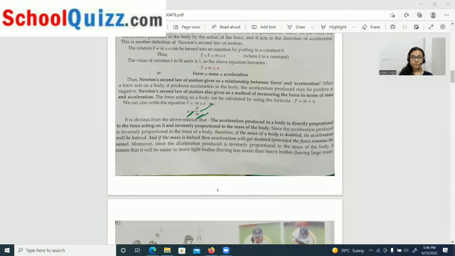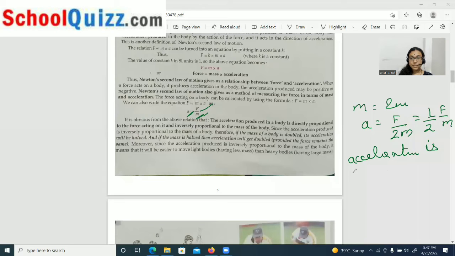Suppose I start with the mass doubling. If the mass of the body is doubled, it means it will be 2m. Then what will be the acceleration? Acceleration, that's really important. Acceleration will be F by 2m. It means it is half of F by m. Acceleration is half, because the mass got doubled and the relation is inversely proportional.